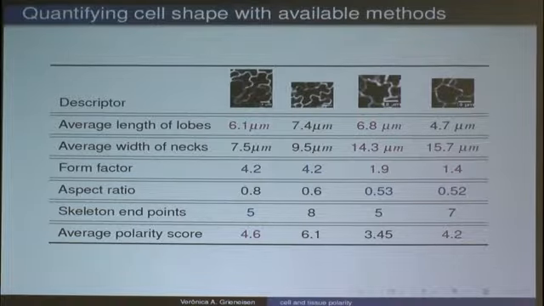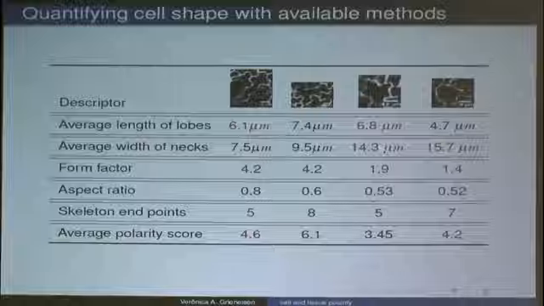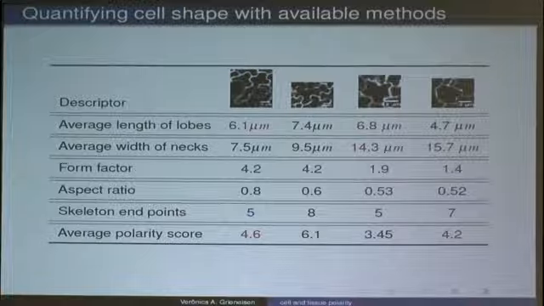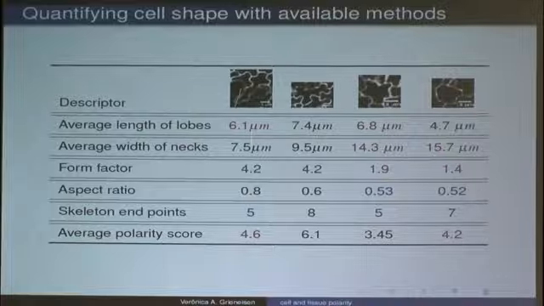for every different metric that you would use here, these two would be the ones most similar to each other, the magenta. These two here would be very similar to each other if we look at the average width of the necks. If we look at the form factor, for example, these two would be identical and these two would be similar. With the aspect ratio, suddenly the last two would be basically identical. With the skeleton endpoints, the first and the third column would be identical. It's just all over the place.